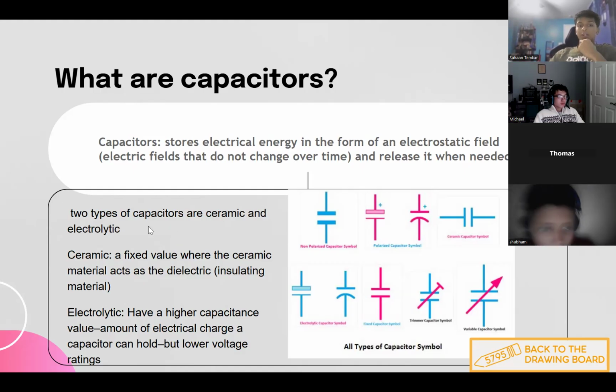So there's two types of capacitors. First one being ceramic. A ceramic capacitor is a fixed value where the ceramic material acts as a dielectric, or an insulating material. The second one we have here is electrolytic, I can't pronounce that, electrolytic, and it has a higher capacitance value, which is the amount of electrical charge a capacitor can hold, but lower voltage values. And over here are some of the symbols. Hopefully, Michael can explain that a little bit.